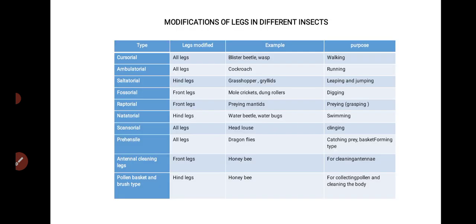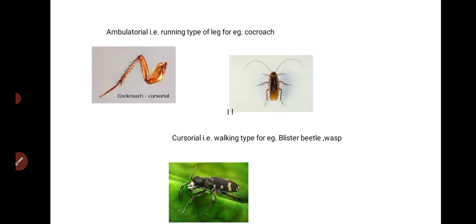Now the modification of the legs in different insects. The cursorial legs are present in the blister beetle and wasp, for walking purpose. The types are ambulatorial, saltatorial, fossorial, raptorial, natatorial, scansorial, prehensile, antennal cleaning legs, pollen basket and brush type of legs. One by one we are going to see the modification of the legs and their purpose.